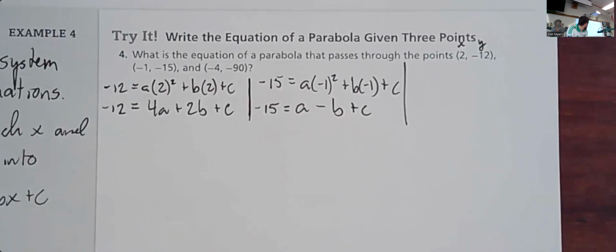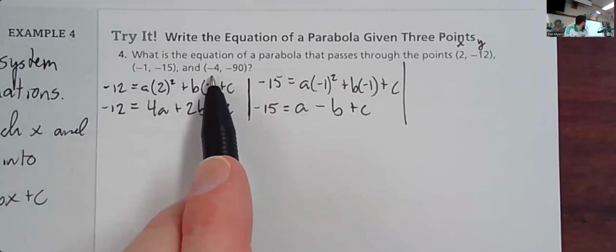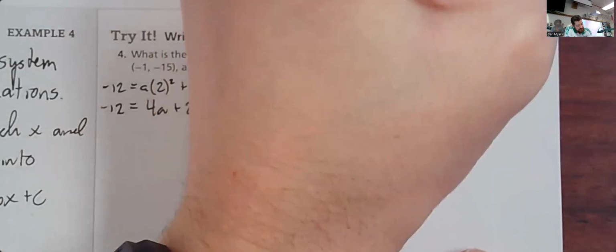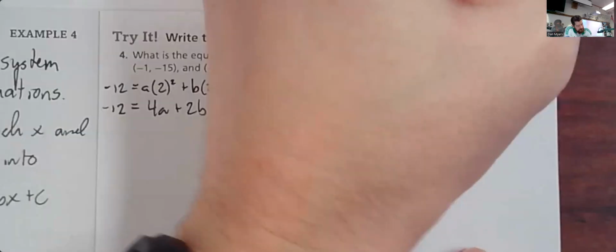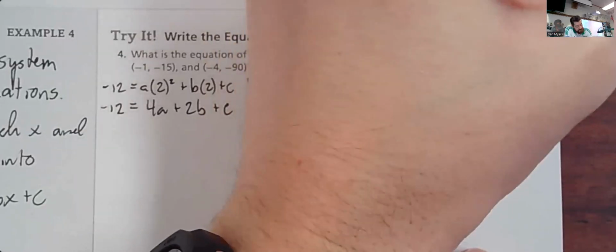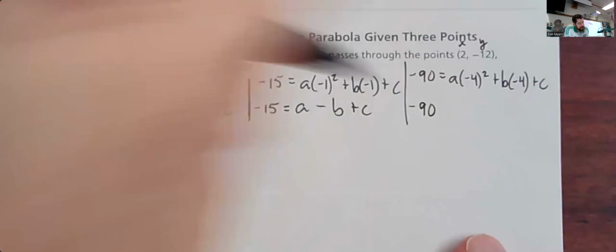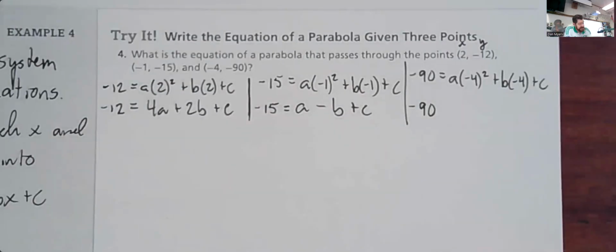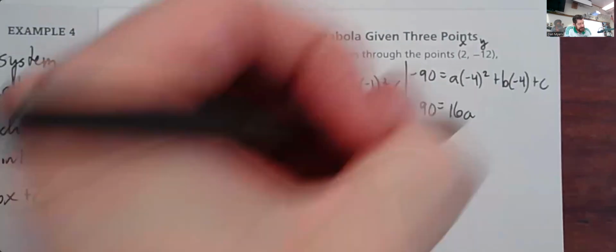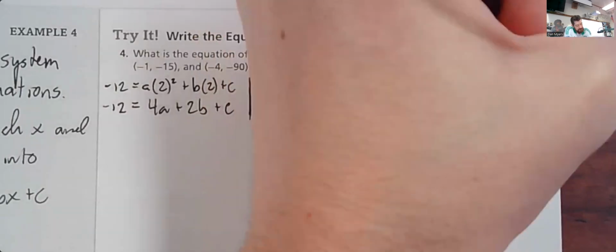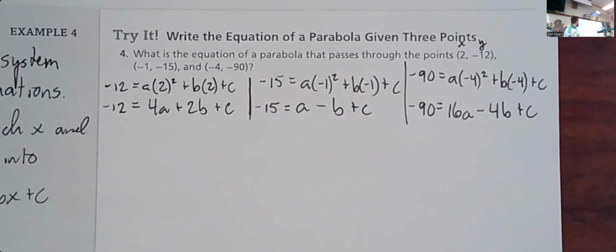And then finally, we're going to plug in -90 for y and -4 for x. So we'll have -90 equals a times -4 squared plus b times -4 plus c. -4 squared is 16, so that'll equal 16a. -4 times b is -4b, so minus 4b and plus c. So those will be our 3 different equations for our system.